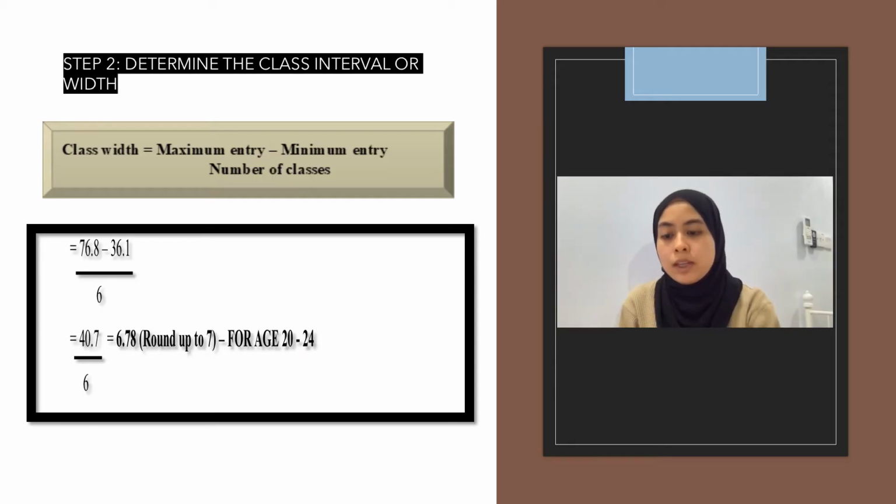Step 2. Determine the class interval or width. The formula for class width is maximum entry minus minimum entry divided by number of classes. The solution is 76.8 minus 36.1 divided by 6. So the answer will be 6.78, which we will round off to 7.